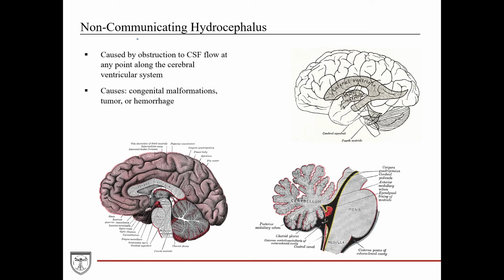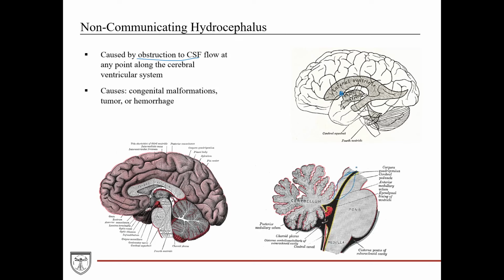Then you have non-communicating hydrocephalus. So to contrast it, this is caused by obstruction to CSF flow at any point along the cerebral ventricular system. So you could have something blocking it here at the foramen of Monro. You can have cerebral aqueduct stenosis, which, let's see, if we show here.